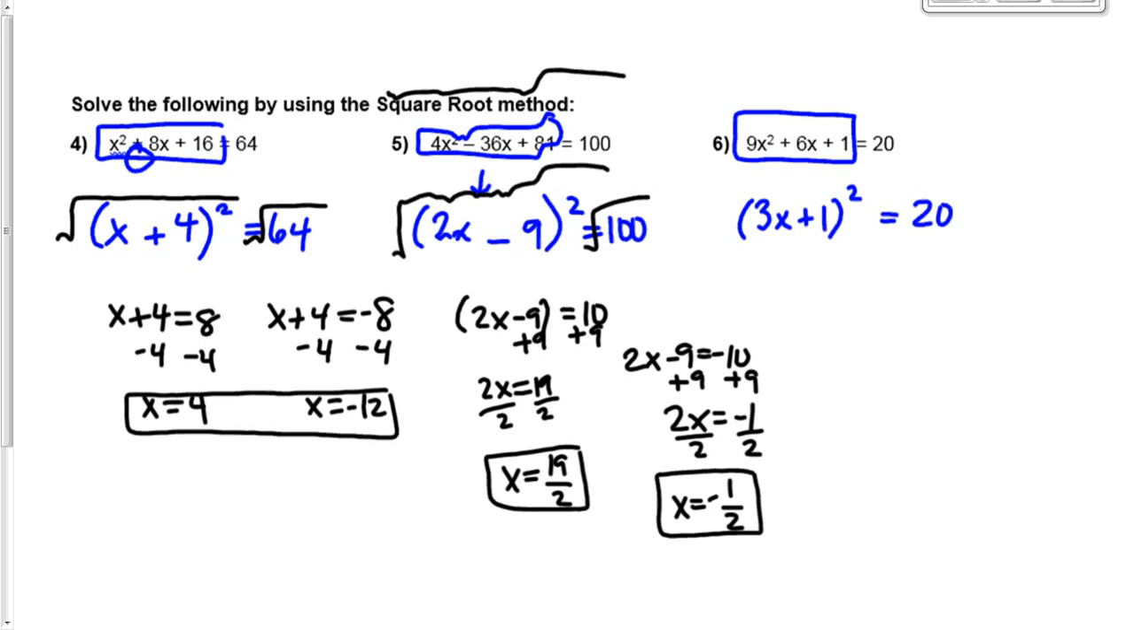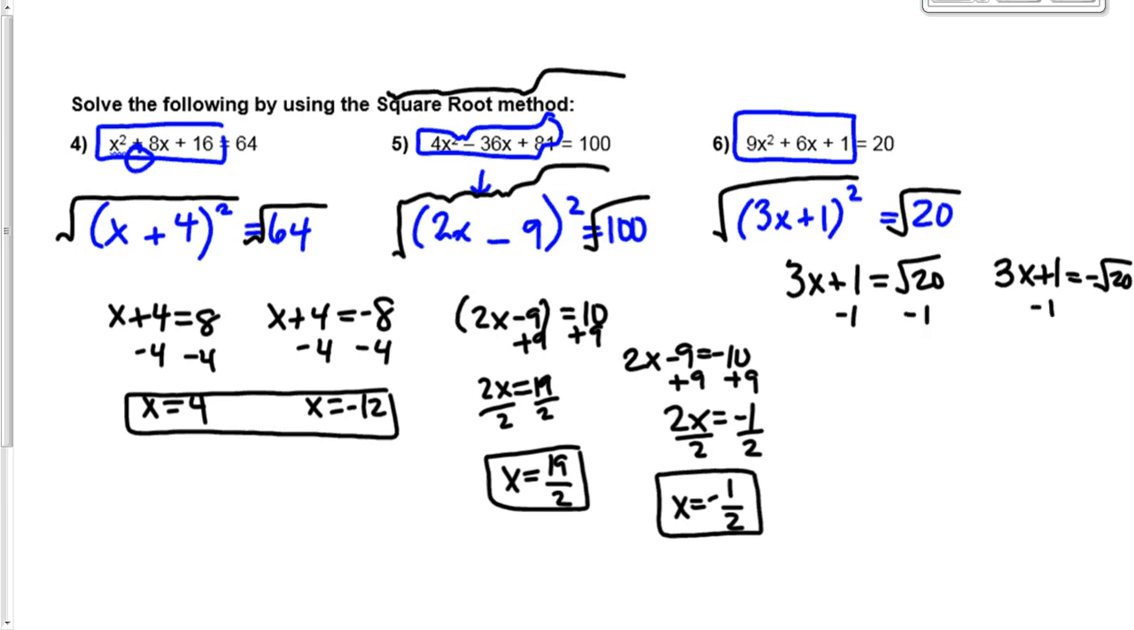So now at this point we can start working backwards. We take the square root of both sides. So 3x plus 1 equals the square root of 20, and 3x plus 1 equals the negative square root of 20. We're going to break that down some more in a second, but for now I'm just going to leave it as 20. So now I can subtract 1 from both of them, right? And then eventually I'm going to divide by 3, okay?